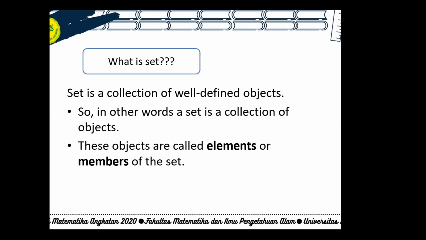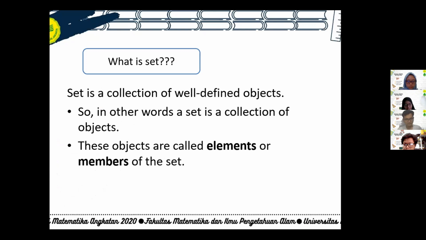What is a set? A set is a collection of well-defined objects. In other words, a set is a collection of objects. These objects are called elements or members of the set.